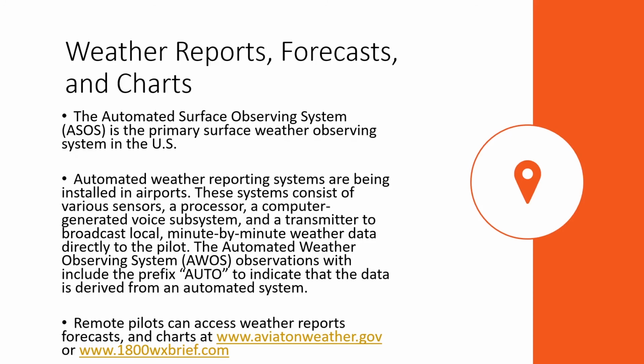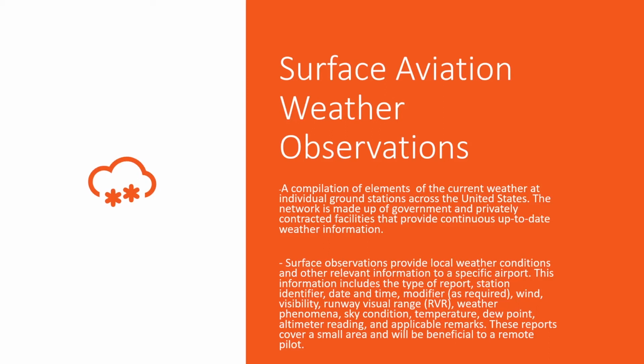The Automated Surface Observing System is the primary surface weather observing system in the U.S. Most airports have automated weather reporting systems. They're minute by minute and can be sent directly to the pilot. You can access this at www.aviationweather.gov. Surface aviation weather observations are a compilation of elements of the current weather at individual ground stations across the United States. The network is made up of government and privately contracted facilities that provide continuous up-to-date weather information.